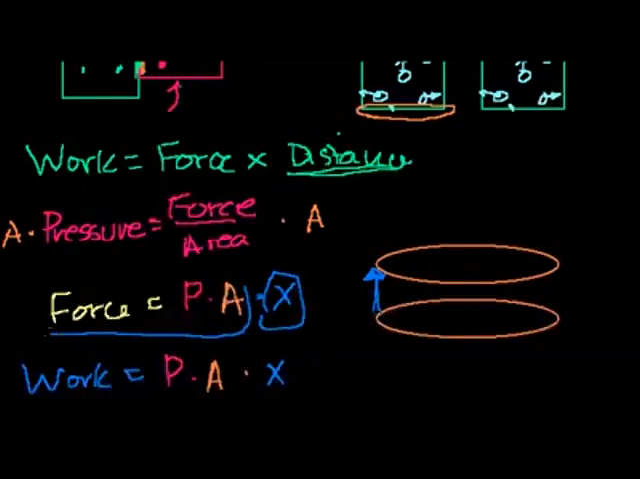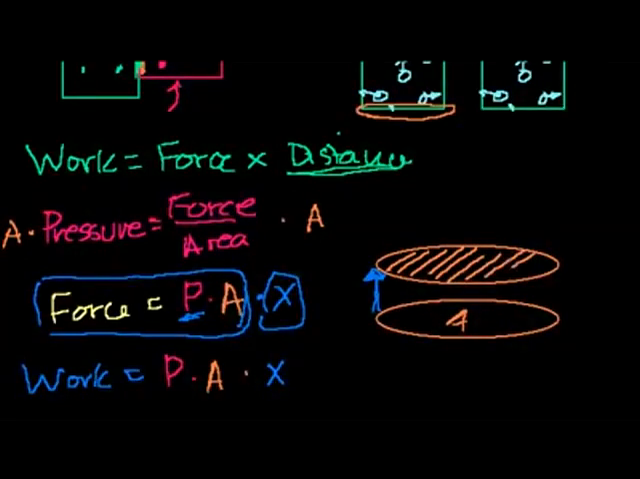Right? I wanted to be very clear with that, because when I wrote this, I said, okay, the force that we're applying is the pressure we're applying times the area of our cylinder. This is the area of our cylinder right here. That's the area of our cylinder right there. So if you do the pressure times this area, you get the force. And then we moved it some distance x.